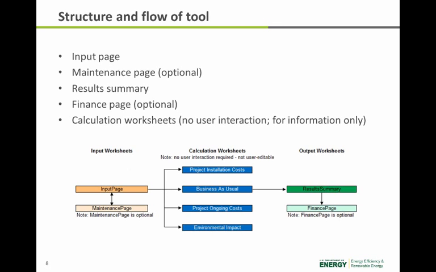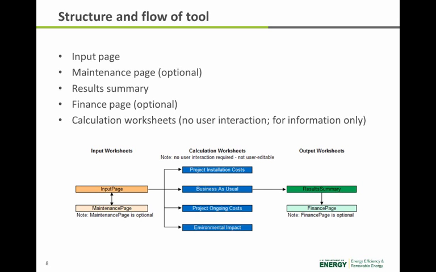Okay, here's a quick overview of the structure of the tool. There are 4 main pages or sheets with which you'll interact. The input page, that's where almost all user inputs are entered. There's an optional maintenance page. You can enter maintenance cost on the input page, but if you have more detailed information or would like a more accurate estimate, you can go through the maintenance page if you desire. There's a results summary where virtually all of the outputs from charts to financial metrics to the cash flow data are reported. And then there's an optional finance page.